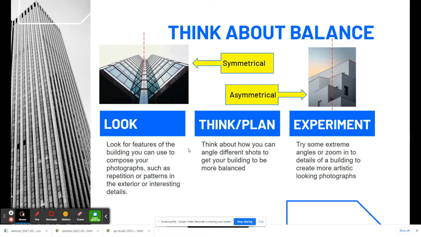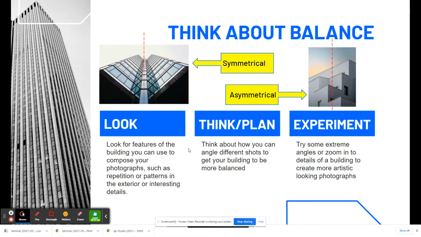So look at the features of the building that you're trying to focus in on. It could be repeating patterns, right? It could be just really interesting exterior or interior details of your building. So maybe you have a really cool door frame that has something elaborate around it when you enter your building, or maybe there's a statue outside of your building, or you walk past the building downtown and it's got really cool architecture. Take a picture of it.